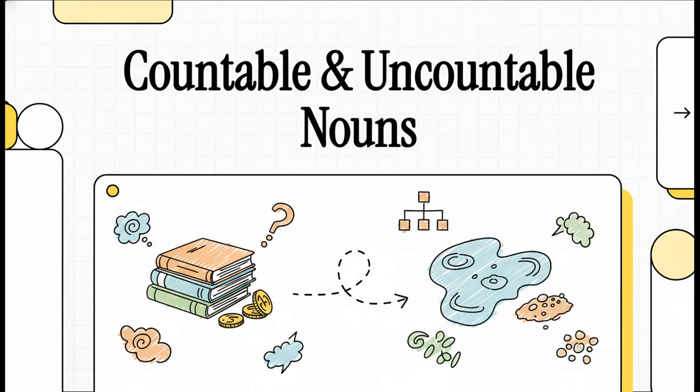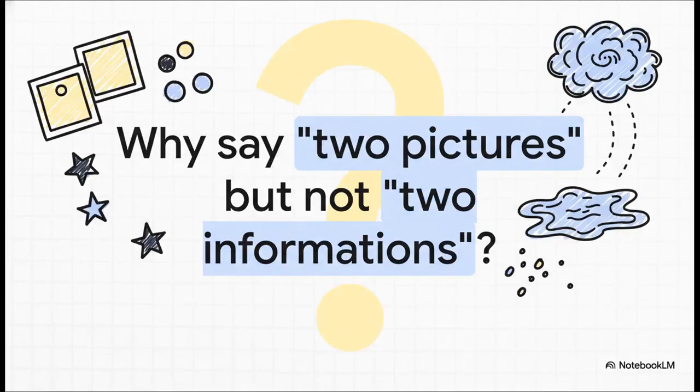All right, let's jump right in and tackle one of those tricky little parts of English grammar, countable and uncountable nouns. And don't you worry, we're going to make this super, super simple. Have you ever stopped and wondered about this? Why can you say two pictures, but two informations just sounds wrong? Well, it all comes down to a really simple split between two types of nouns. And I promise, by the end of this, you'll get it, and you'll know how to get it right every single time.